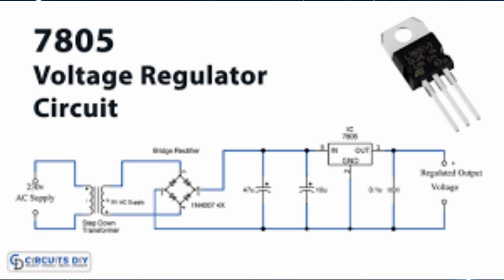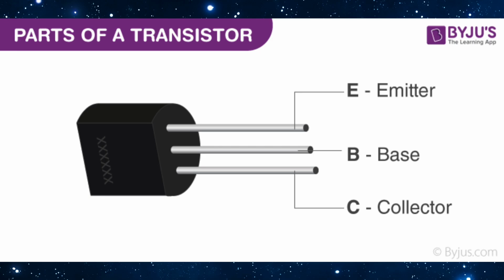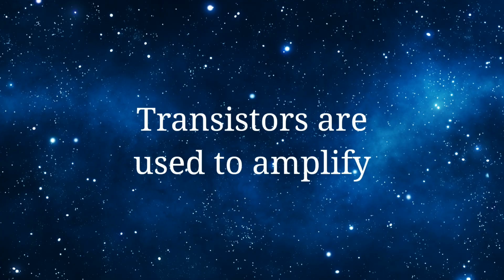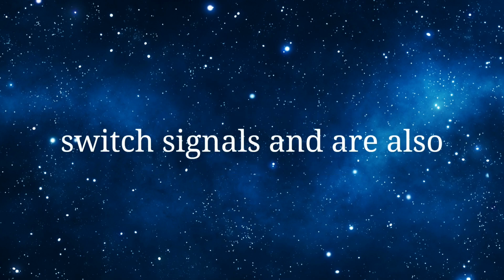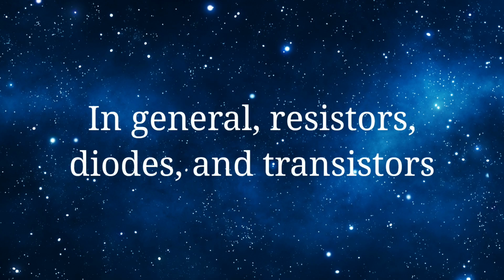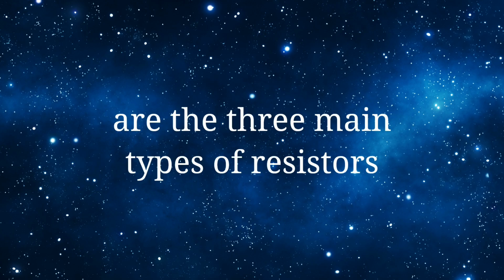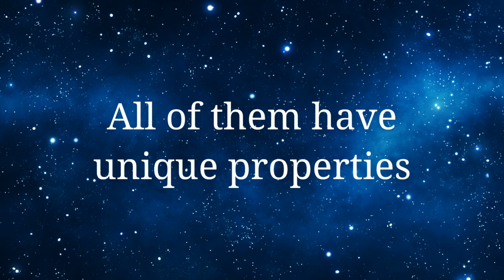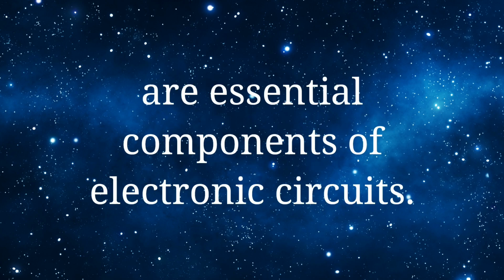A transistor is another type of non-linear resistor. They are three-terminal electronic components that act as switches depending on whether or not current flows through the circuit in response to a voltage applied to its base. Transistors are used to amplify or switch signals and are also used in integrated circuits. In general, resistors, diodes, and transistors are the three main types of resistors used in electronics. All of them have unique properties and purposes, and all of them are essential components of electronic circuits.